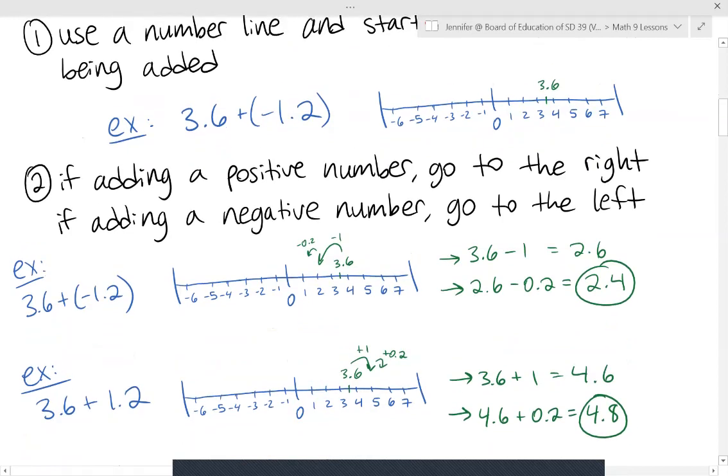This example is if we had added 1.2 instead of subtracted it. So we would just move the other way on the number line. We'd be going right instead of left, but we follow the same method. First, we add 1 to get us to 4.6, and then we add the remaining 0.2 to get our final answer of 4.8.